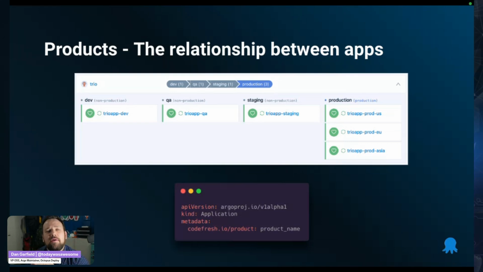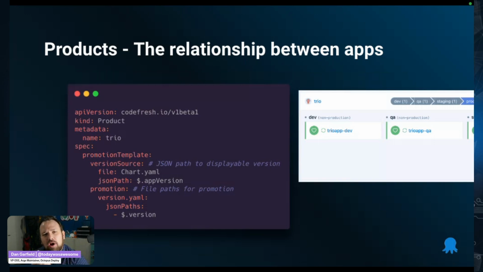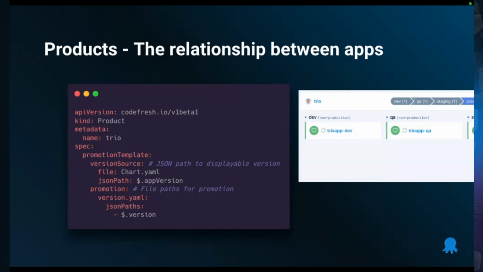So when I try to push between 2 environments or 2 applications, it knows that it's actually these apps that are linked in a way, right? So I'm promoting from dev to QA to staging. It's going to update each of those apps in turn because they are part of this product. And we'll talk about how that works. The product CRD is also more extensive. So for example, here you can see the product CRD where we've outlined a promotion template.